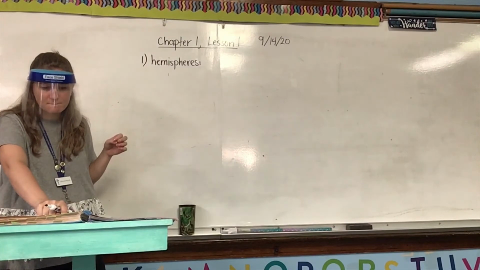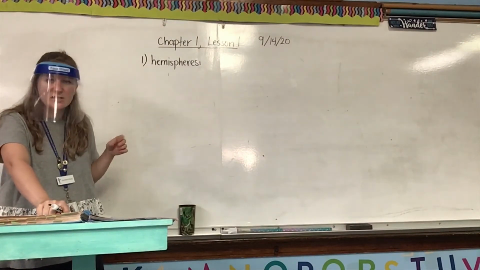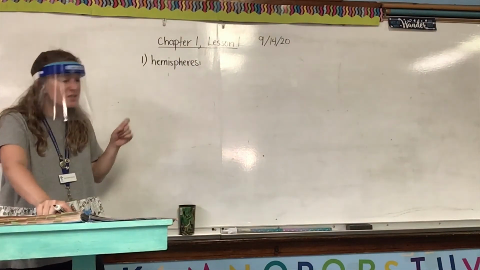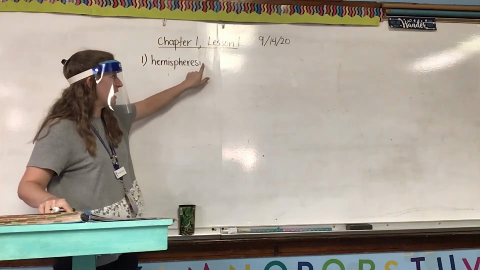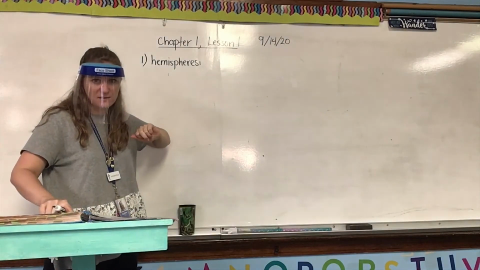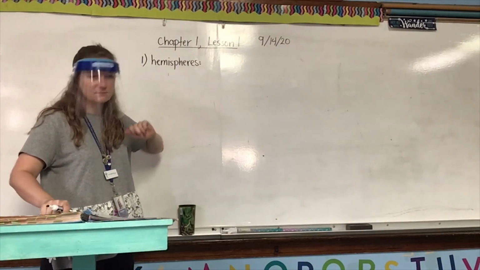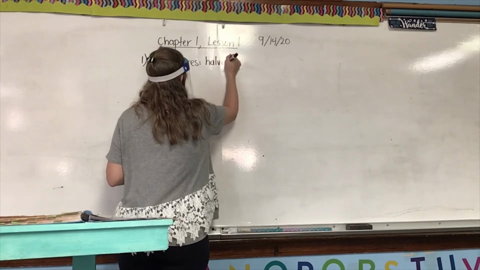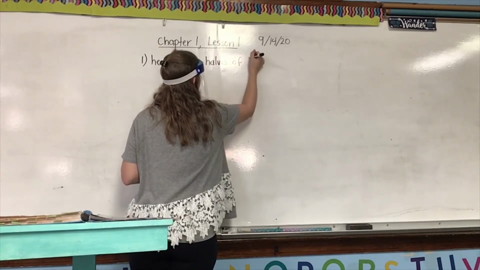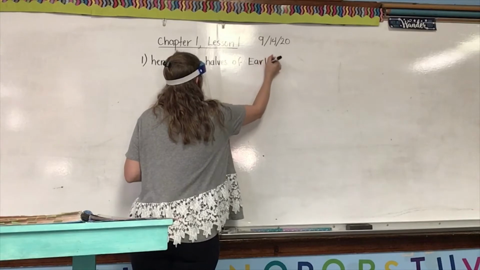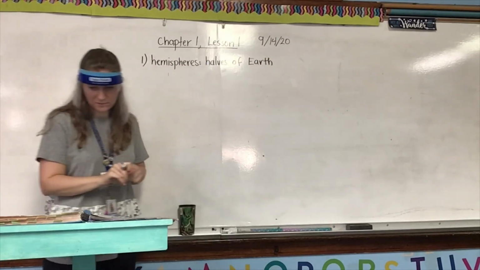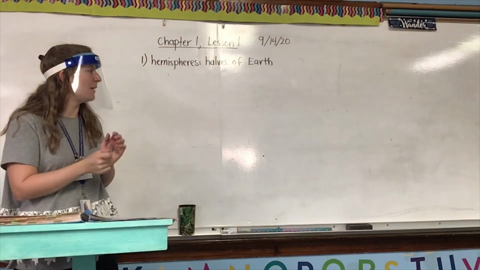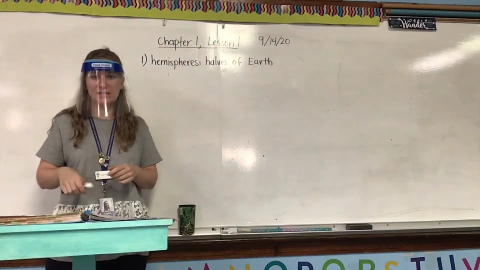Or halves of Earth. Good, but that or does not tell me what it means. It's just saying hemisphere also means halves of Earth. So the definition for hemispheres is not or halves of Earth. What is it? Halves of Earth. Good. Make sure to capitalize that E because it is the proper name for the planet that we live on.